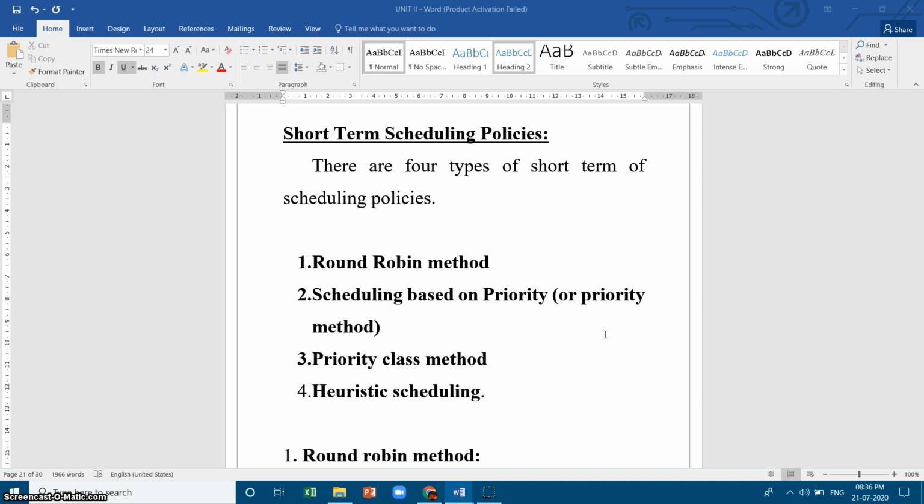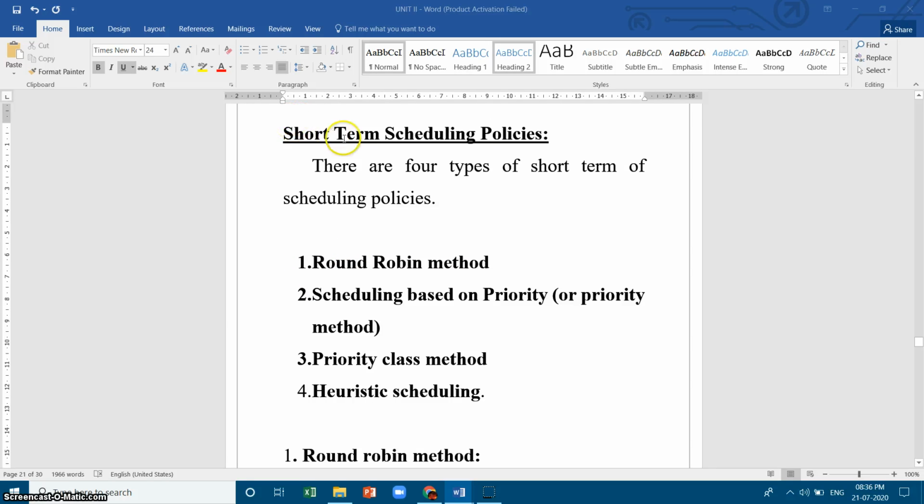In the last class, we saw about the different types of scheduler, that is long-term scheduler, short-term scheduler and medium-term scheduler. Today, we are going to see in detail about short-term scheduling policies. There are four types of short-term scheduling policies. The first method is round-robin method.